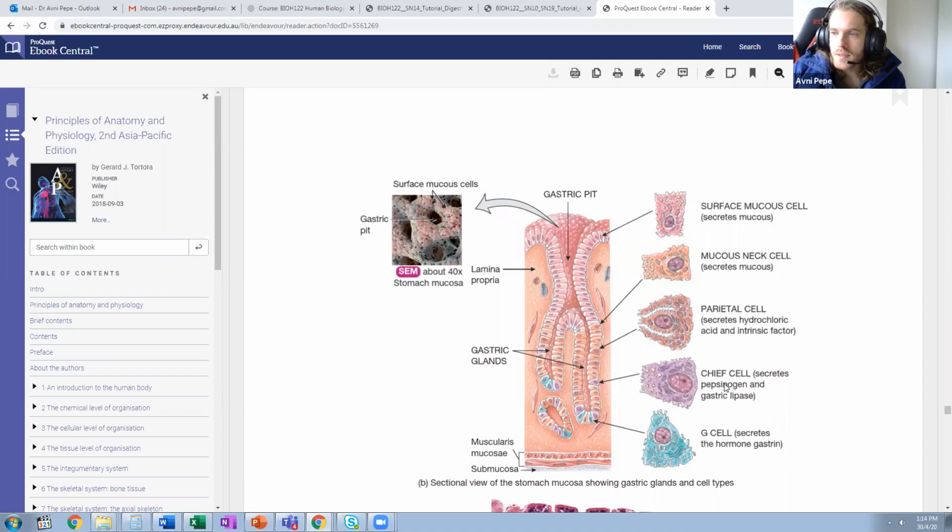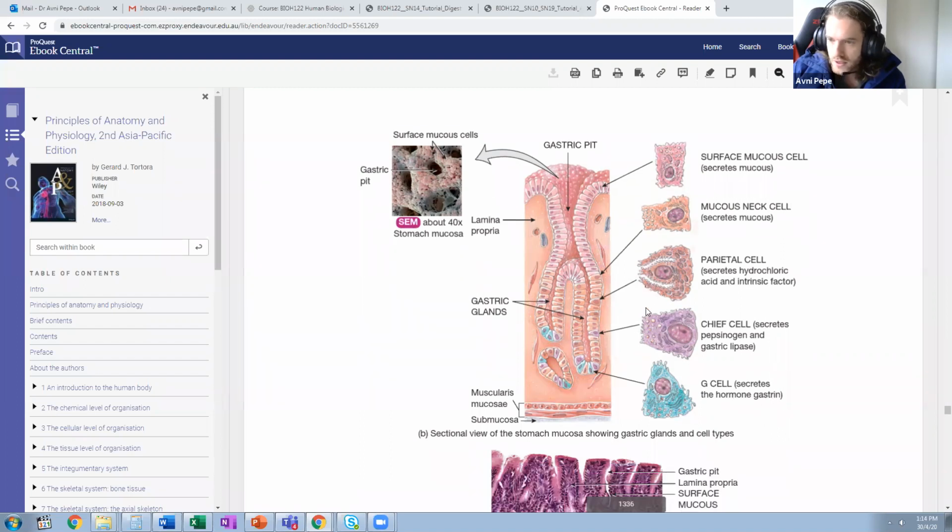proenzyme that becomes activated when it comes into contact with hydrogen chloride and becomes pepsin. And the chief cells also release gastric lipase, which will start to help to digest the fats. And then we've got G cells down here, and the G cells secrete the hormone gastrin.